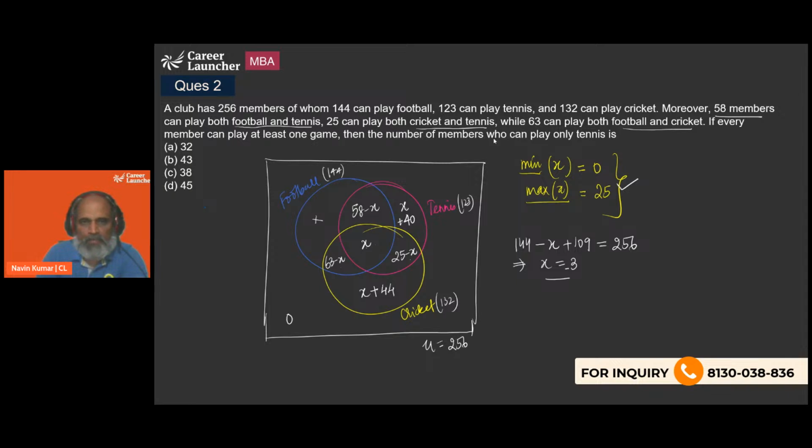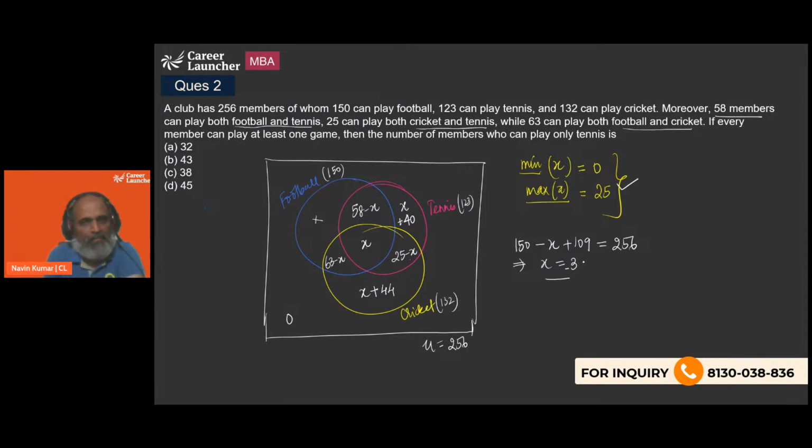There is an issue here. At 144, this will not make sense. So we'll have to take 150 here. 150. This will make sense now.